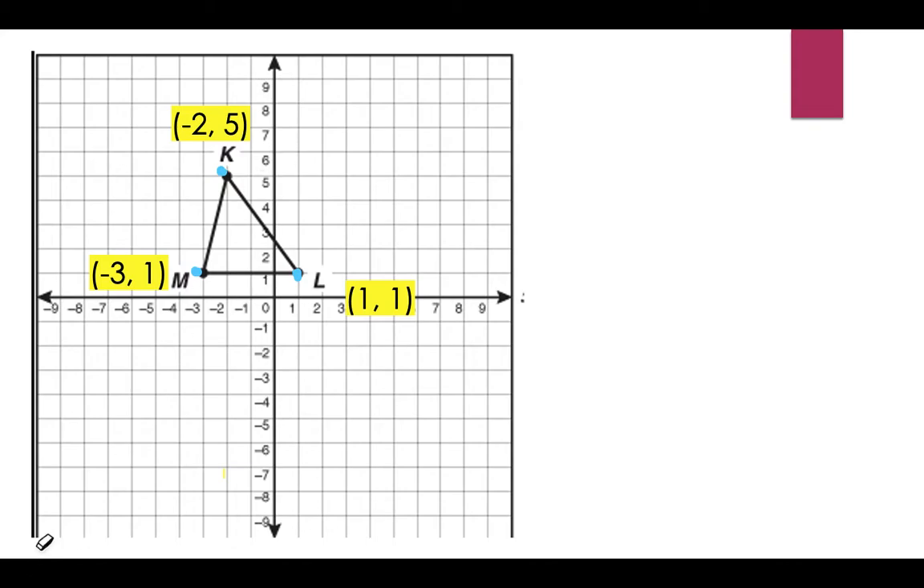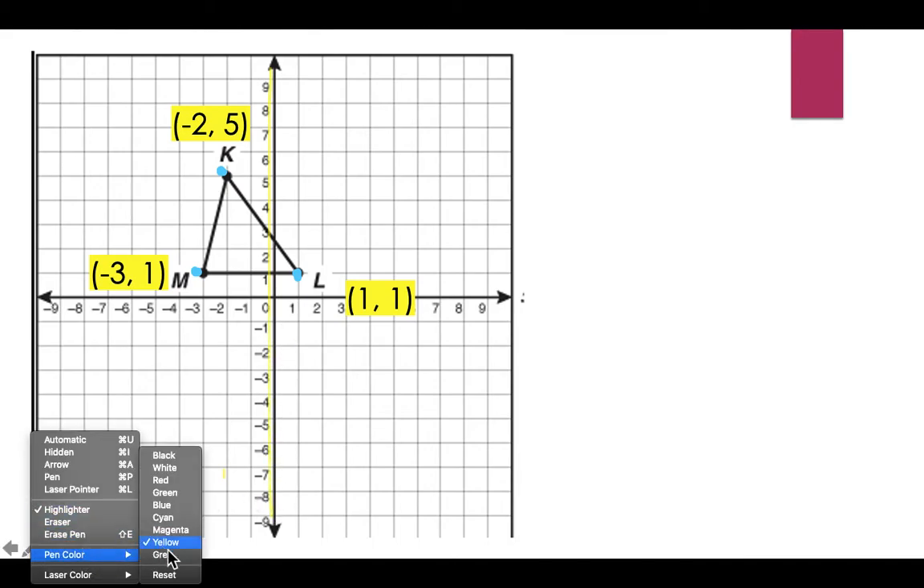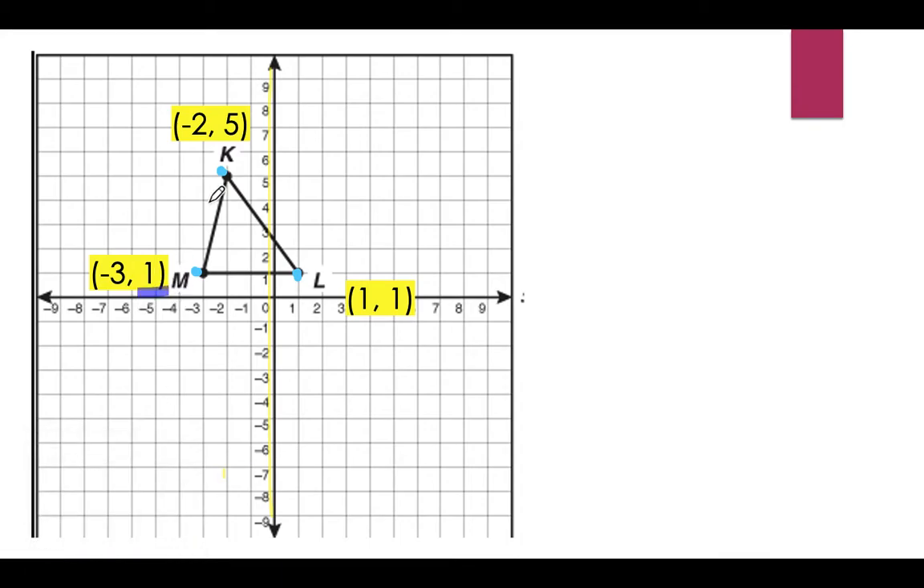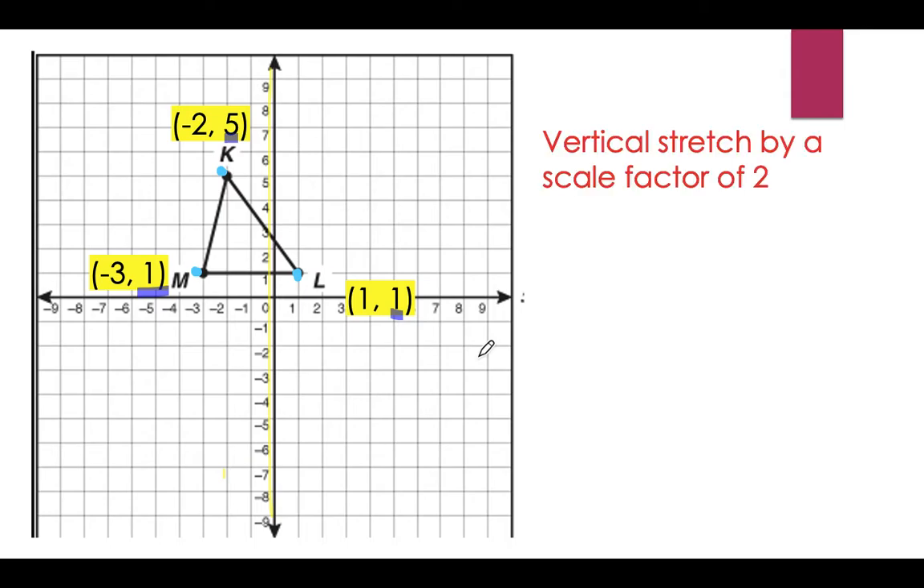So again, thinking of our vertical stretches, the only thing that's going to change is all of your y coordinates, or your y values. And what we're going to do is a vertical stretch by a scale factor of 2. So what that means is for this 2, I'm going to multiply just my y coordinate by 2.